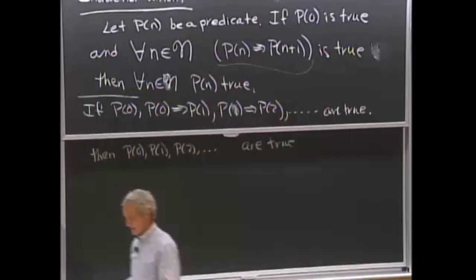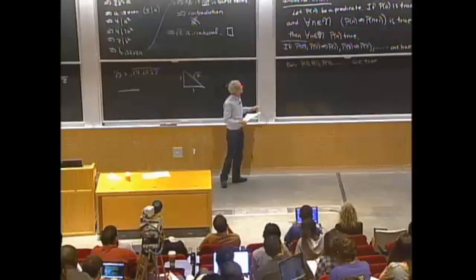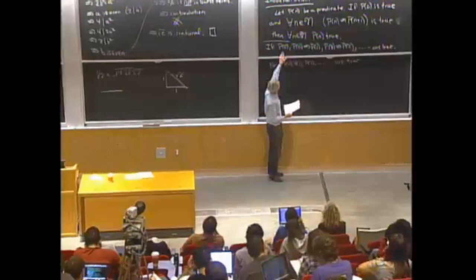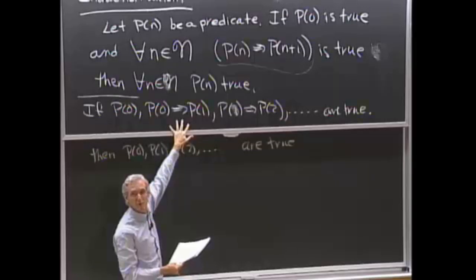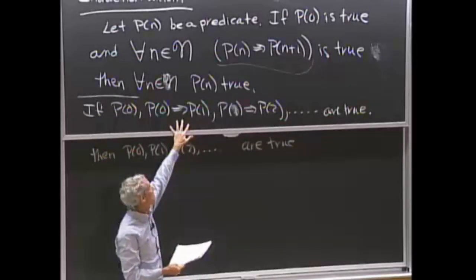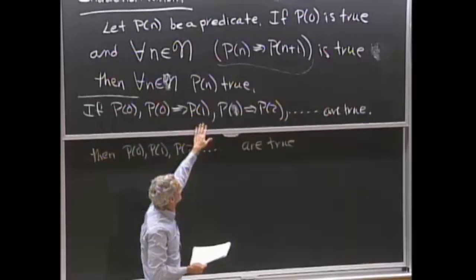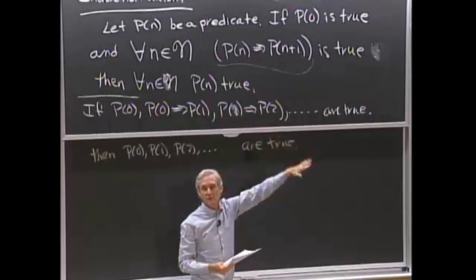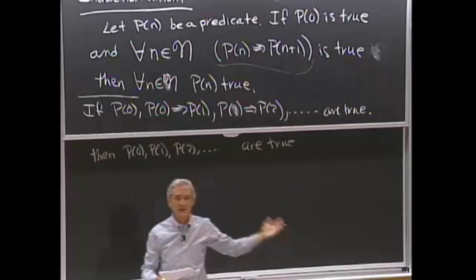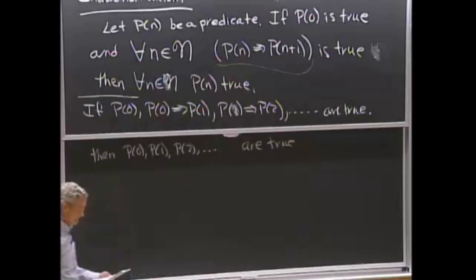Okay? Now, you can sort of see why this is a reasonable axiom. Because if P(0) is true, and P(0) implies P(1), then by modus ponens, or one of the logical deductions, we know P(1) is true. And if P(1) is true, and P(1) implies P(2) is true, then we know by the same reasoning P(2) is true. And so on forever. Now, the reason it becomes an axiom is that and so on forever part of it. That's why we need it as an axiom.